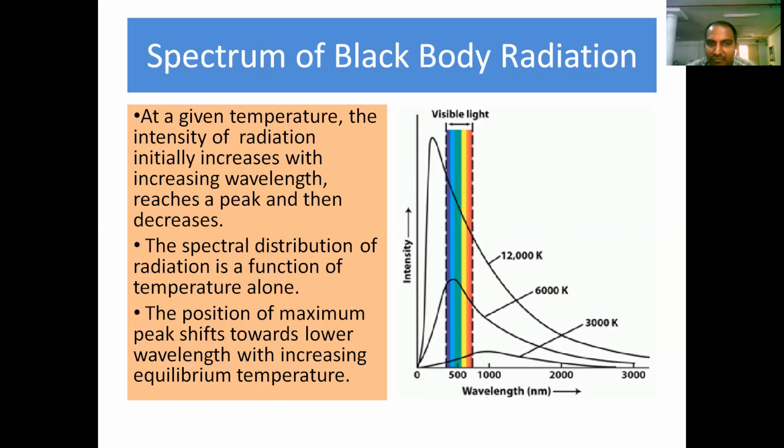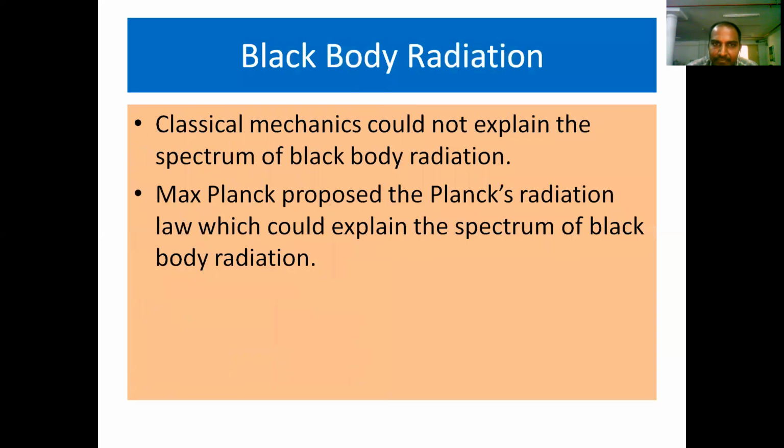The spectral distribution of radiation is a function of temperature alone. That means in order to get any radiation from the black body, we have to give temperature from external means. When you are heating the black body, only then does it give radiations of all possible wavelengths or frequencies in the form of a continuous spectrum. The position of the maximum peak shifts towards lower wavelength with increasing equilibrium temperature. All these details you can see in this graph very clearly.